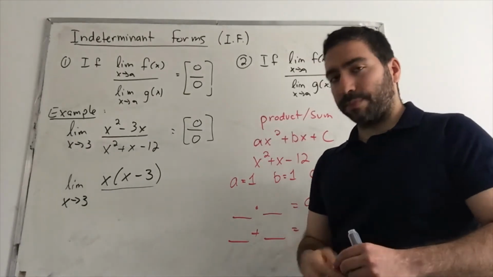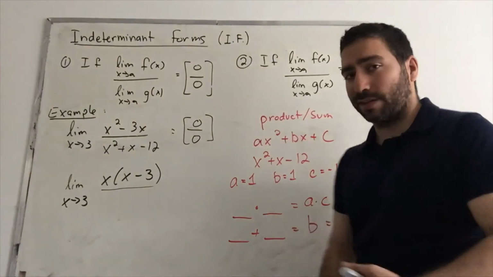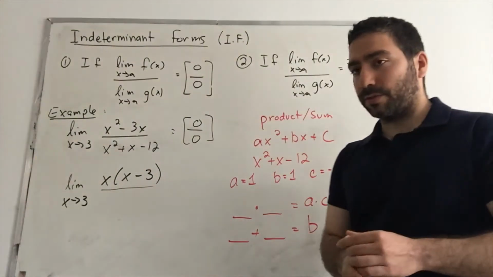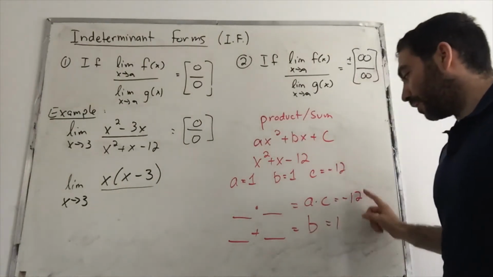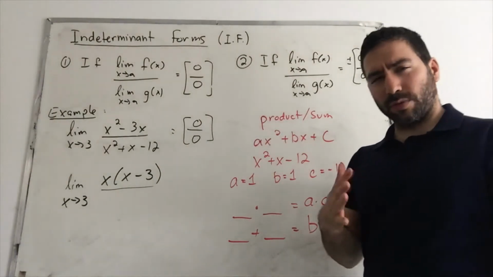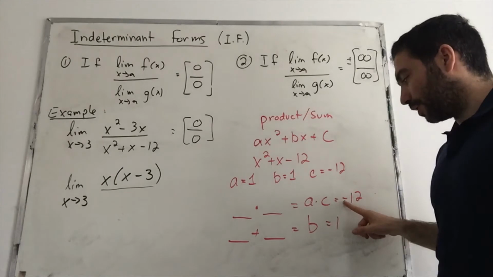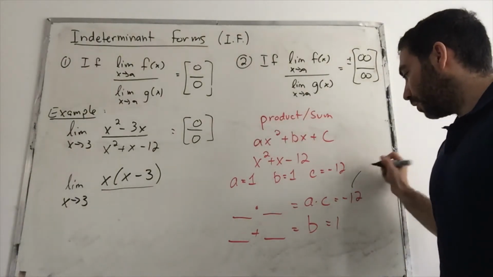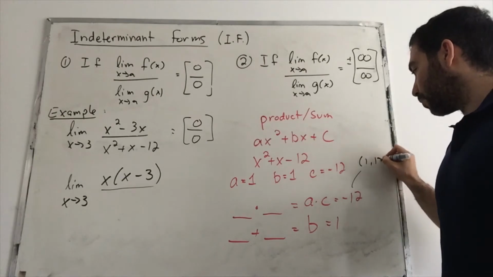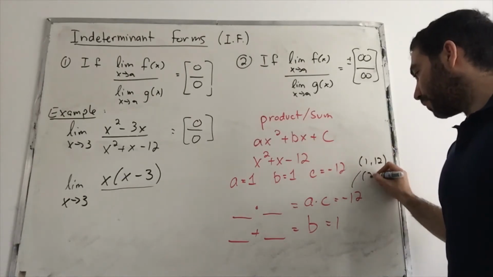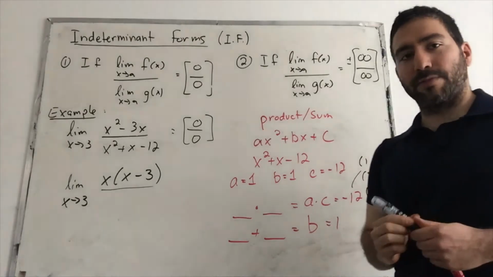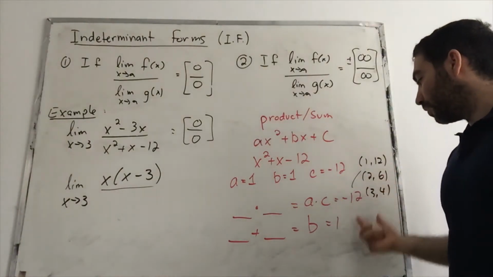So to save on time, because this could take a lot of time, especially if you don't have a calculator, it's difficult to do. So my advice to you is to look at the number here that you get from a times c. Ignore the sign for 2 seconds. Do not consider the negative. Just write down the factors of 12. This limits our options. So the factors of 12 are 1 times 12, so 1 and 12, 2 times 6, and 3 times 4. These are the pairs of numbers that we're going to be working with. 1, 12, 2, 6, 3, and 4.